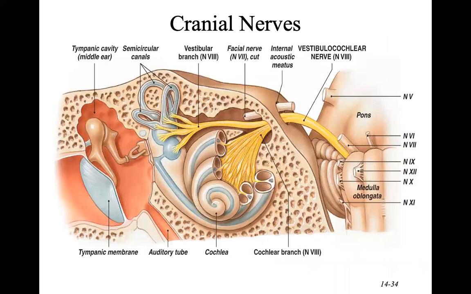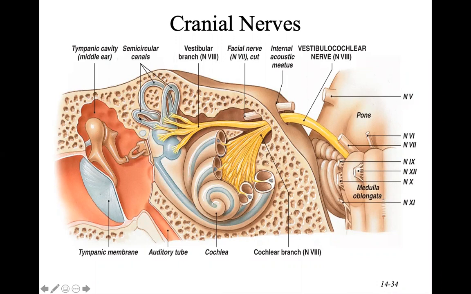So here is the medulla. Here is the vestibulocochlear nerve. And you could see this is the cochlear, this is the vestibule. So it's the vestibulocochlear nerve. This is for your hearing. Here's the anterior canal, posterior canal, and the transverse canal.